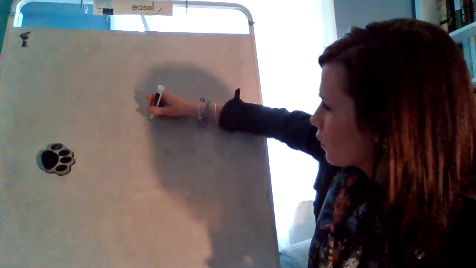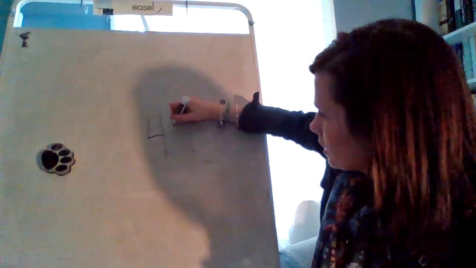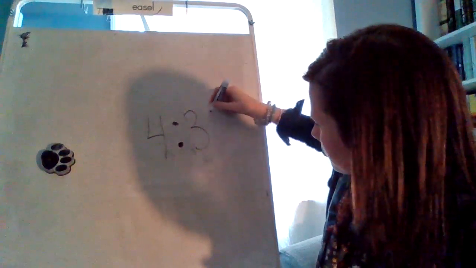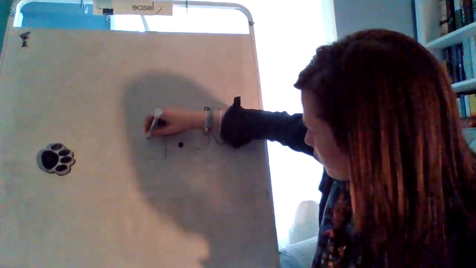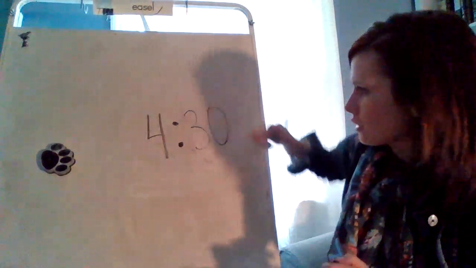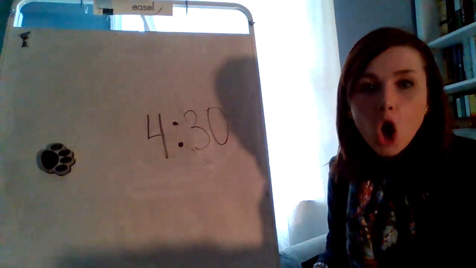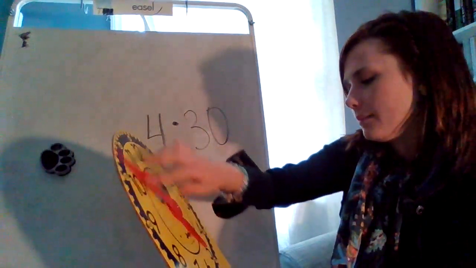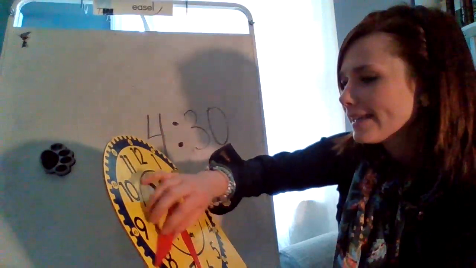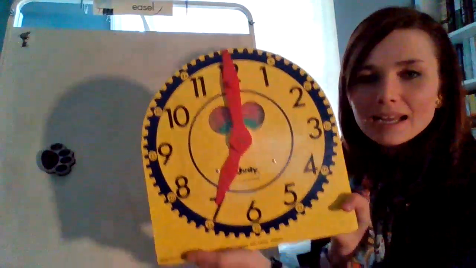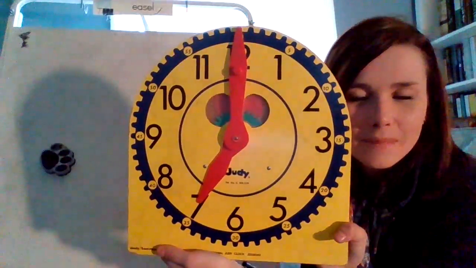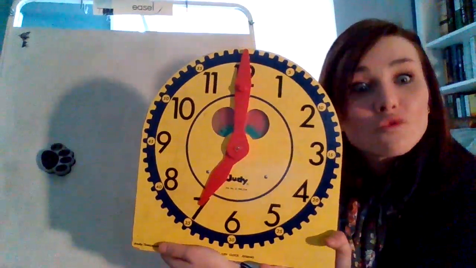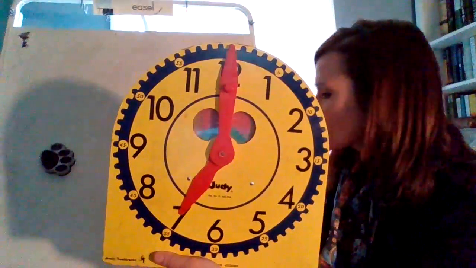You would write 4 with a colon, dot, dot, 30. 4:30. Nice job. All right, here we go. Let's make another time. What time is it? Write it down.